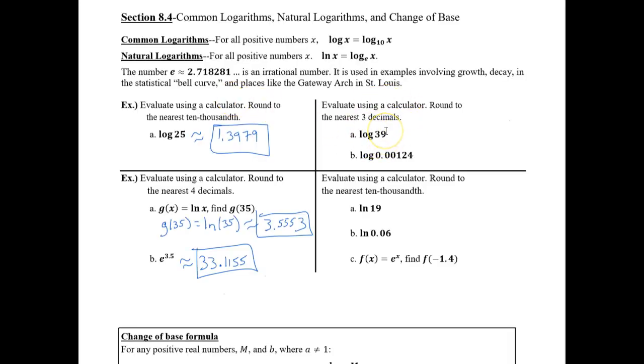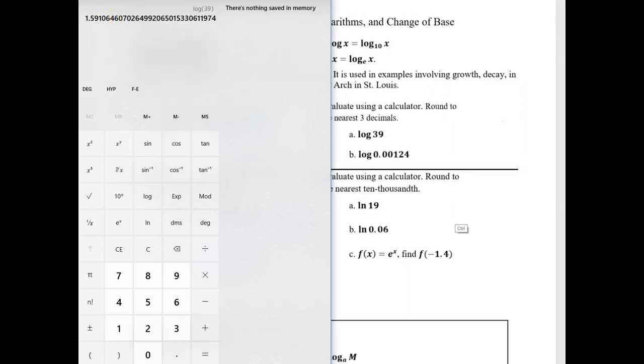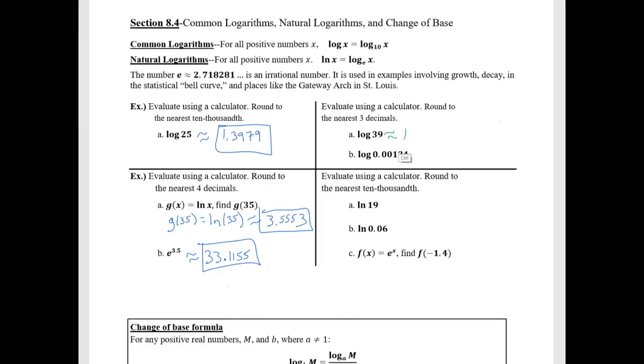Alright, next one on the right hand side, evaluate using a calculator, round to the nearest 3 decimals. Again, make sure you're rounding these to the correct place value. It won't always be 4. So this is a log. I take 39, take the log of that. Now I'm going out 3 decimal places. So 1, 2, 3. Look to the right, that's a 0. I'm going to leave the 1 alone. 1.591, approximately.